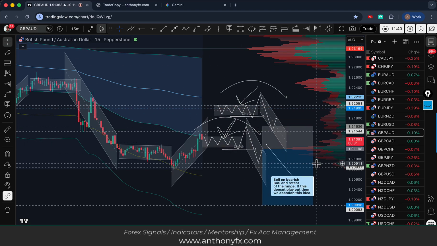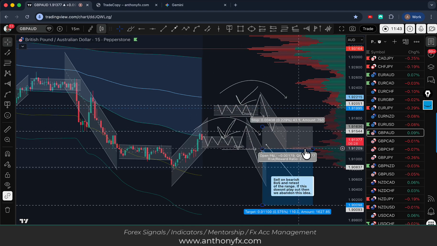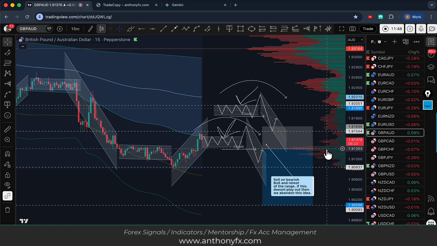Yeah, and you wanted to drop under these nodes that stick out further here. Drop under there and retest that right there.